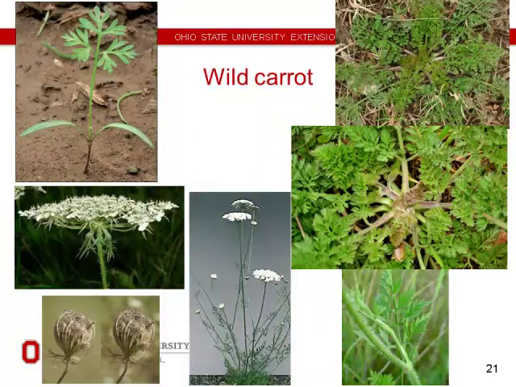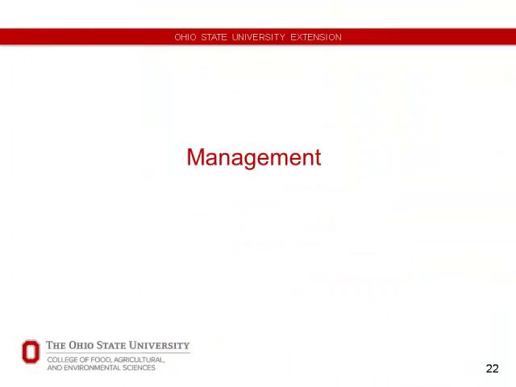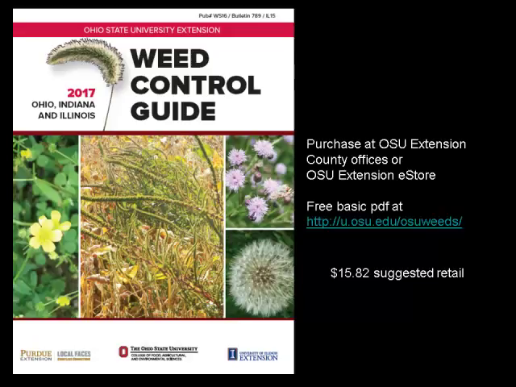Wild carrot, very thin cotyledons when it first comes up, a finely divided leaf, and then it creates a rosette, lots of hair on this one compared to some of the others. All right, so those were some of the key weeds that we can see and how to identify them.